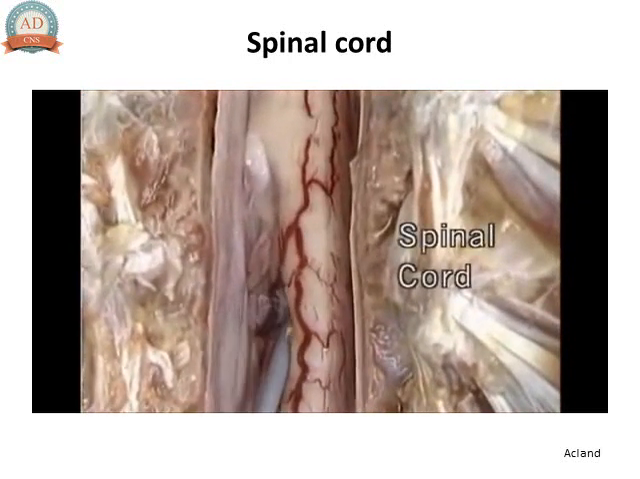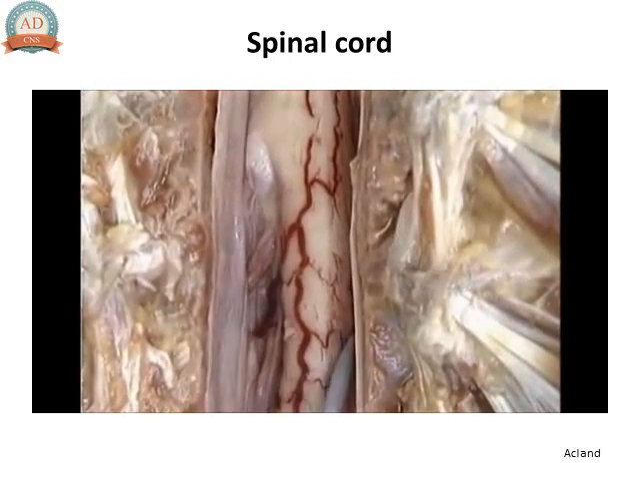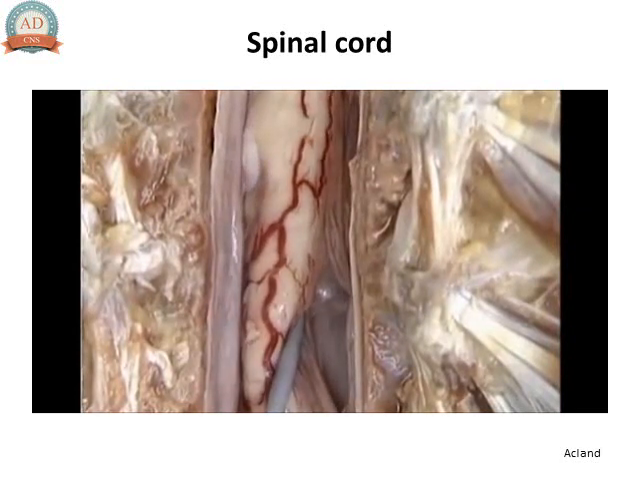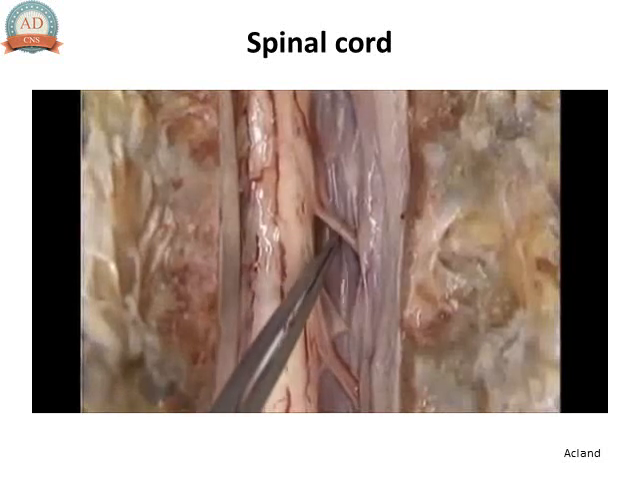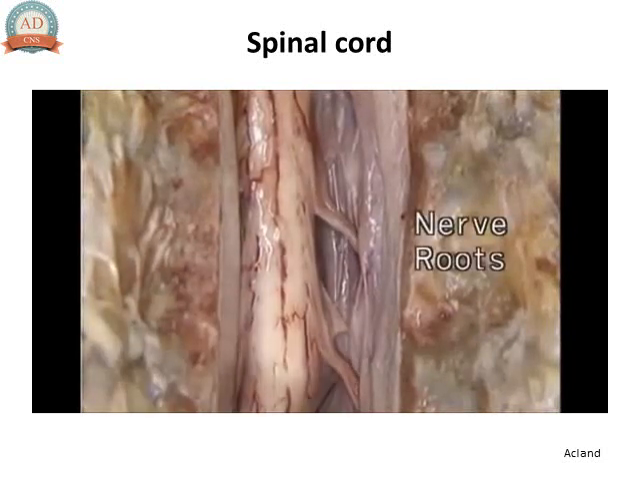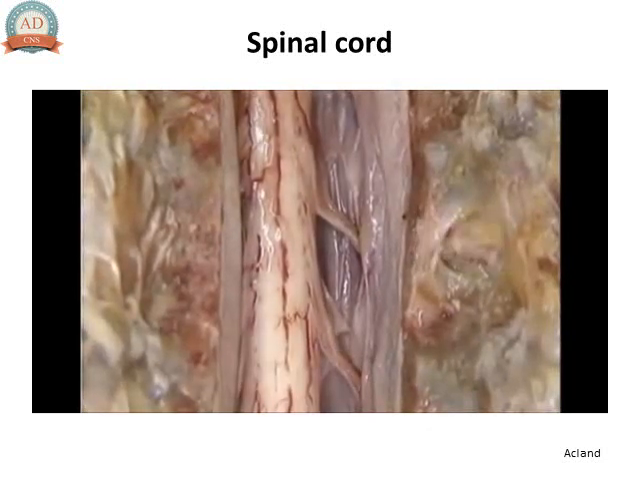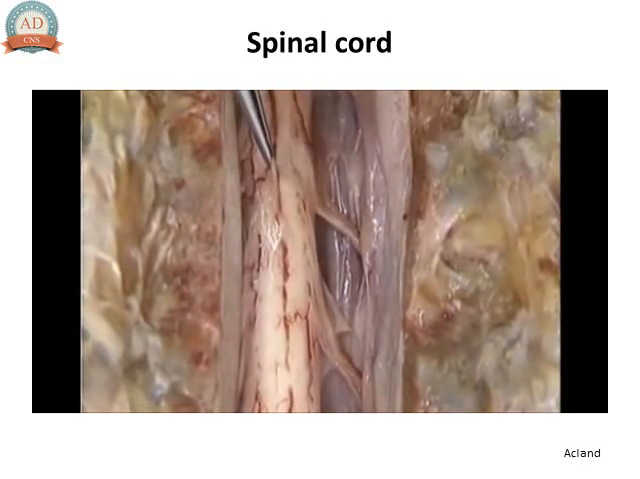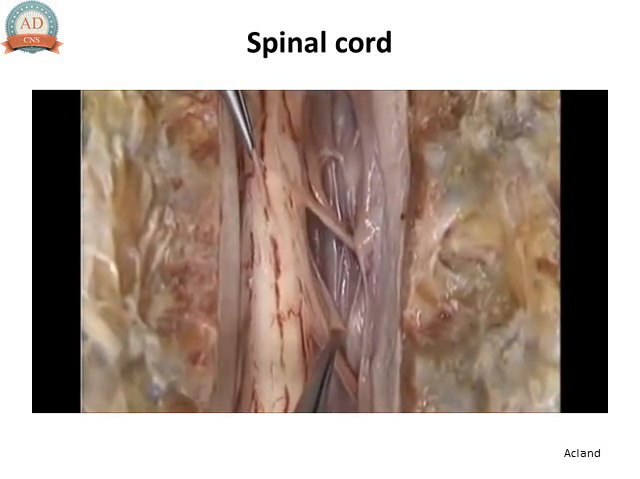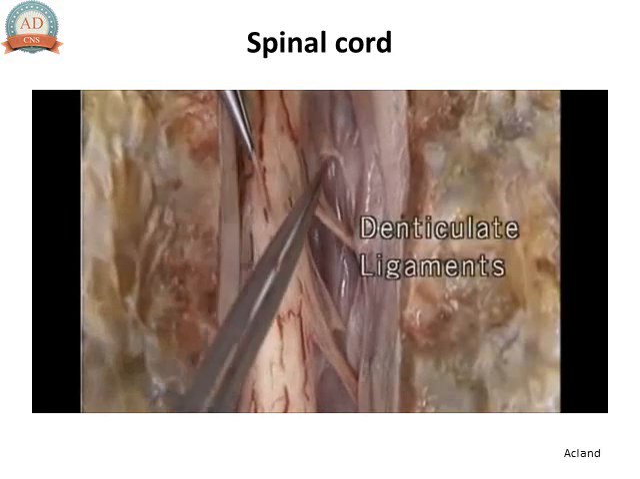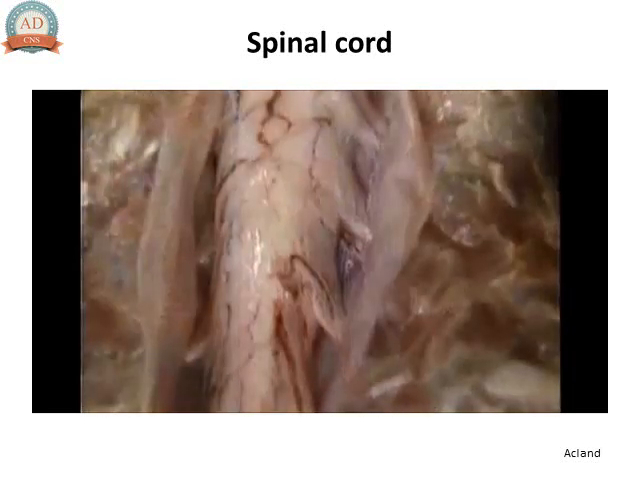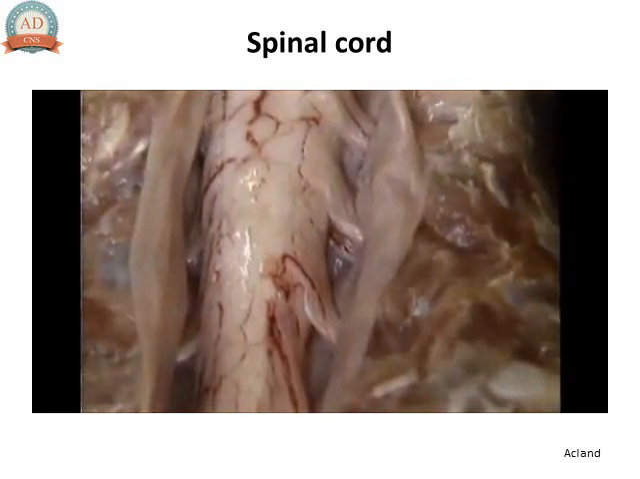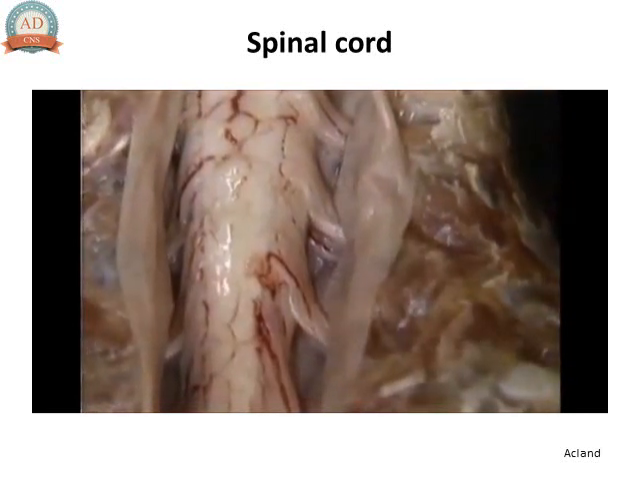Here's the spinal cord. These are nerve roots. We'll look at them in a minute. The cord is attached to the dura by a series of fine triangular ligaments, the denticulate ligaments. To see how the spinal nerves arise, we'll go up to the cervical region. The denticulate ligaments have been divided.